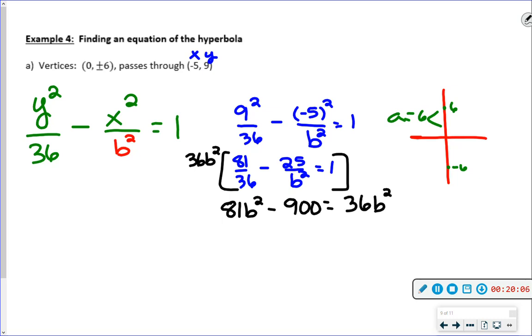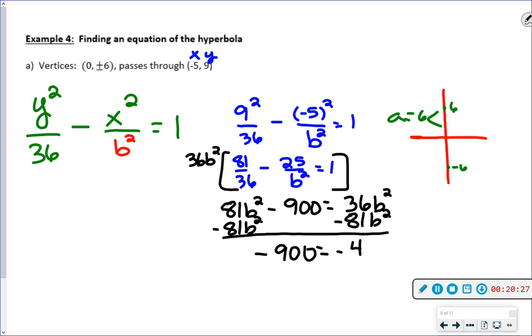Now it looks crazy, and don't be like, oh my gosh, we got to factor this. No, no, no. We're solving for b squared. I don't care what the actual b is. I need b squared for my equation. So I'm going to get them on the same side. I'm going to subtract 81b squared over. So I have negative 900 equals negative 45b squared. Bingo, bango, I can get b squared alone super fast in my calculator. I'm going to divide off negative 45. And b squared is 20.